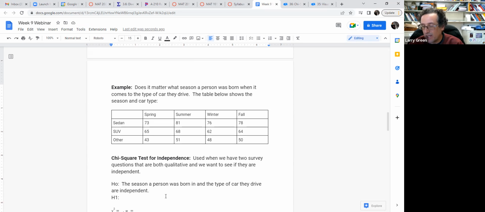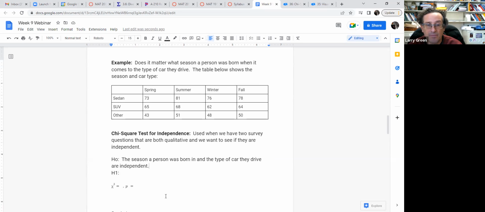Any questions on H naught? Okay, how do you think H1 is going to differ from H naught? How do you think the alternative hypothesis will differ from the null hypothesis? Yeah, it's going to be exactly the same, except the "in" goes away. So I'm just going to copy and paste, so much easier than retyping the whole thing. And then I'm going to erase the "in" and say the season a person was born in and the type of car they drive are dependent.